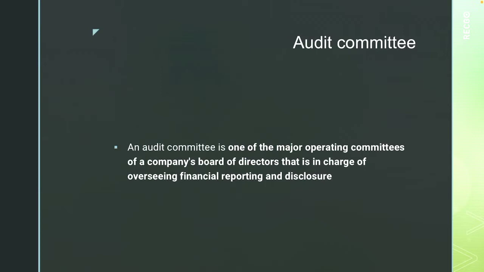The audit committee aims to enhance the confidence in the integrity of the company's financial reporting, the internal control processes and procedures, and the risk management systems.